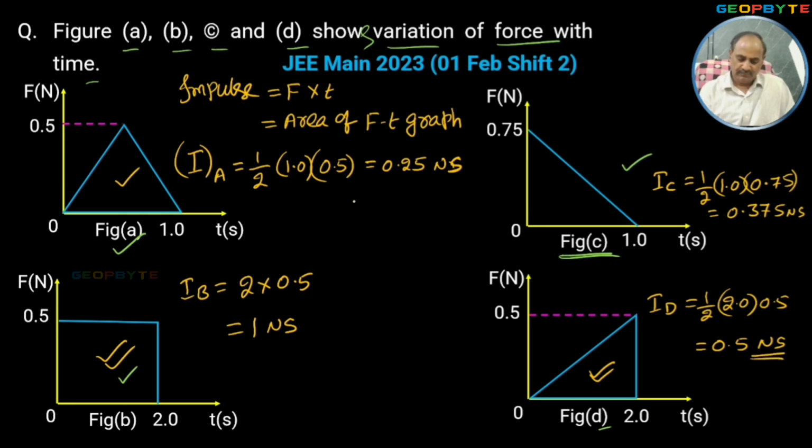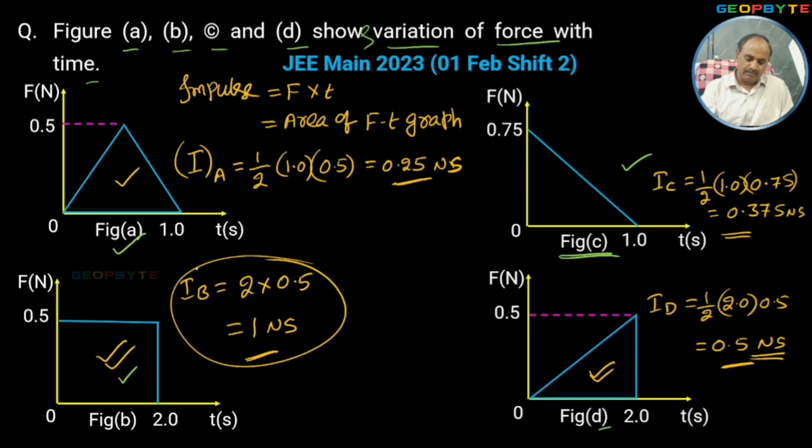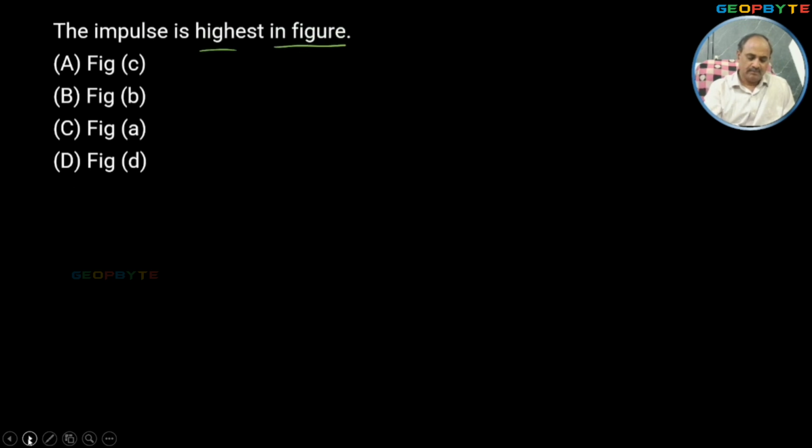Now for the first figure, impulse is 0.25. Second figure, 1. Third figure, 0.375. Fourth figure, 0.5. Among all these, figure B has the highest impulse. Now look at the options. Figure B has the highest impulse. Therefore, option B is absolutely correct. Understood clearly? I am trying to explain each and every point at your understanding level. Okay. Similarly, look at another important problem.